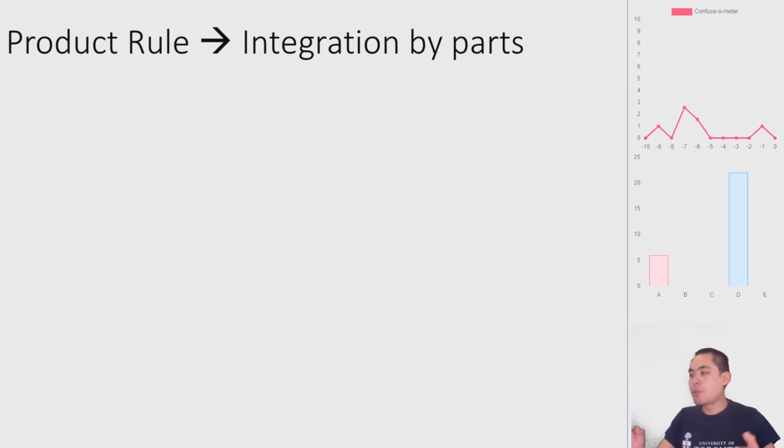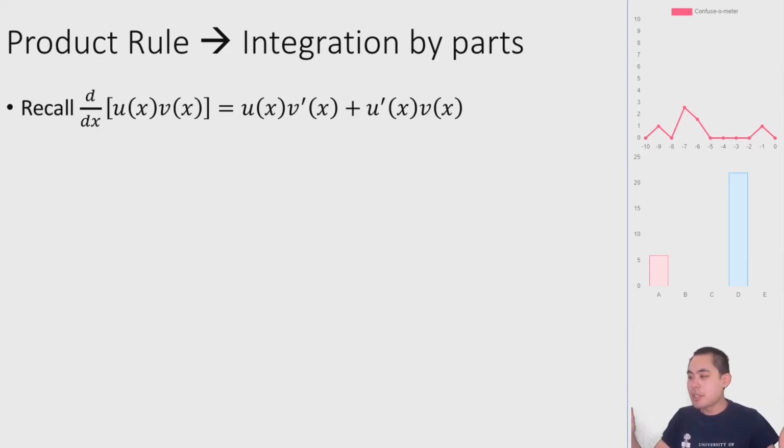So remember, we had a product rule, and we didn't give a product rule for integration because it turns out that doesn't work. But if you take the derivative of u of x, v of x, that turns out to be equal to u of x times the derivative of v of x, plus the derivative of u of x times v of x. So u of x, v prime of x, plus u prime of x, v of x.